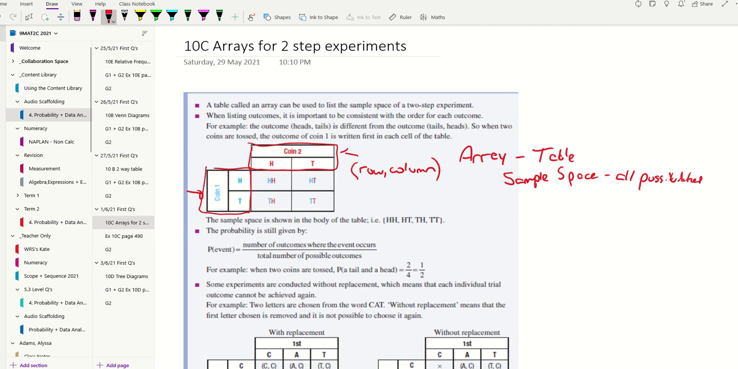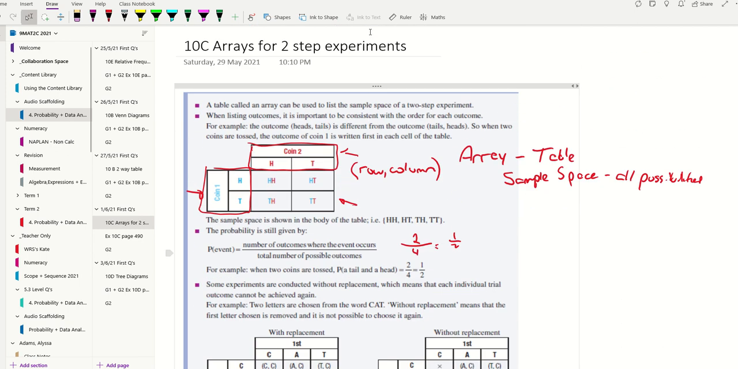The sample space for tossing two coins, we can see all these results. Okay, so our probability is still given by the number of favourable outcomes, the number of outcomes where the event occurs, divided by the total number of possible outcomes. So if here we were looking for the probability of getting one head and one tail, we would look in the table and there are two. We could have a head and a tail, or a tail and a head, and there are four possible. So our probability would be a half.